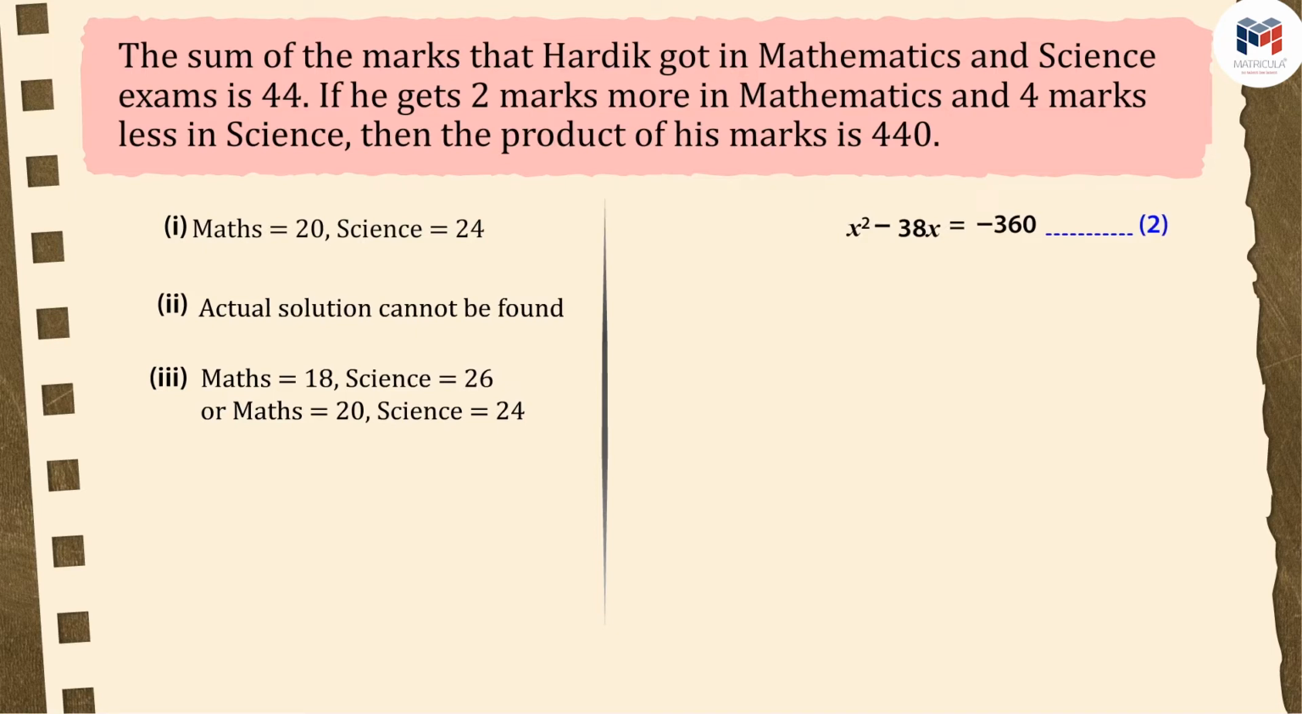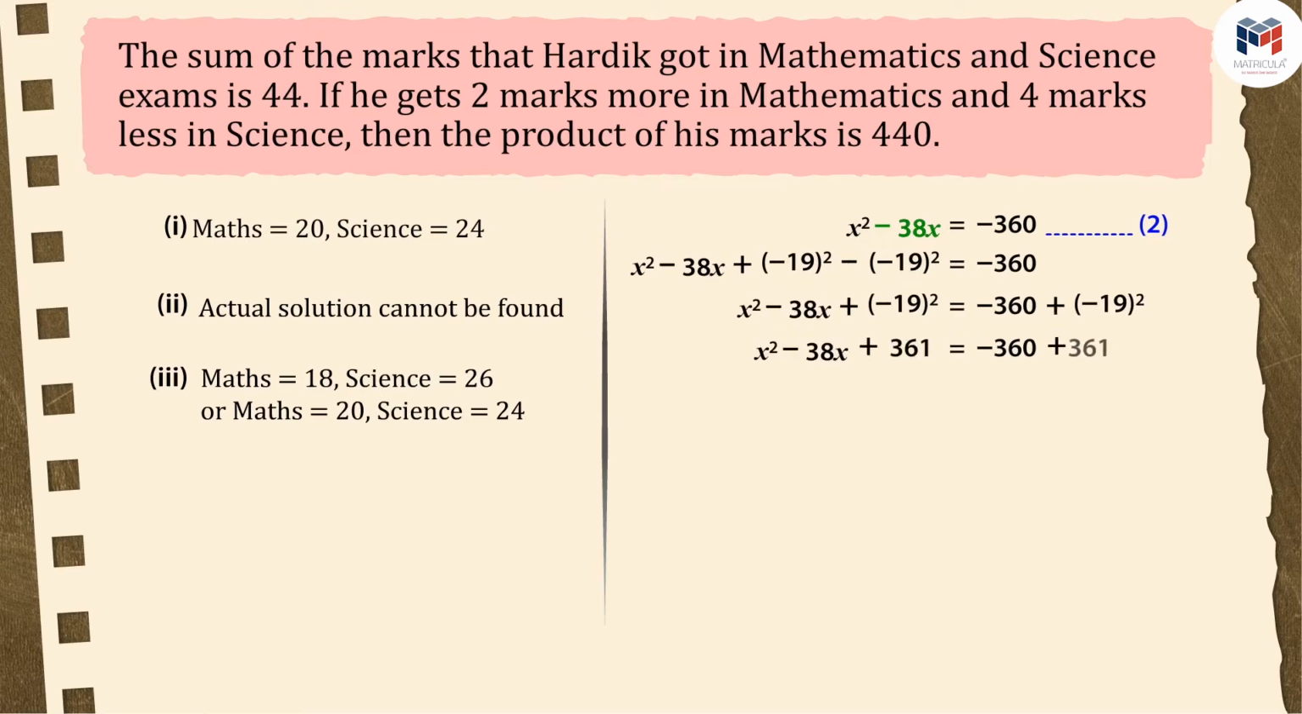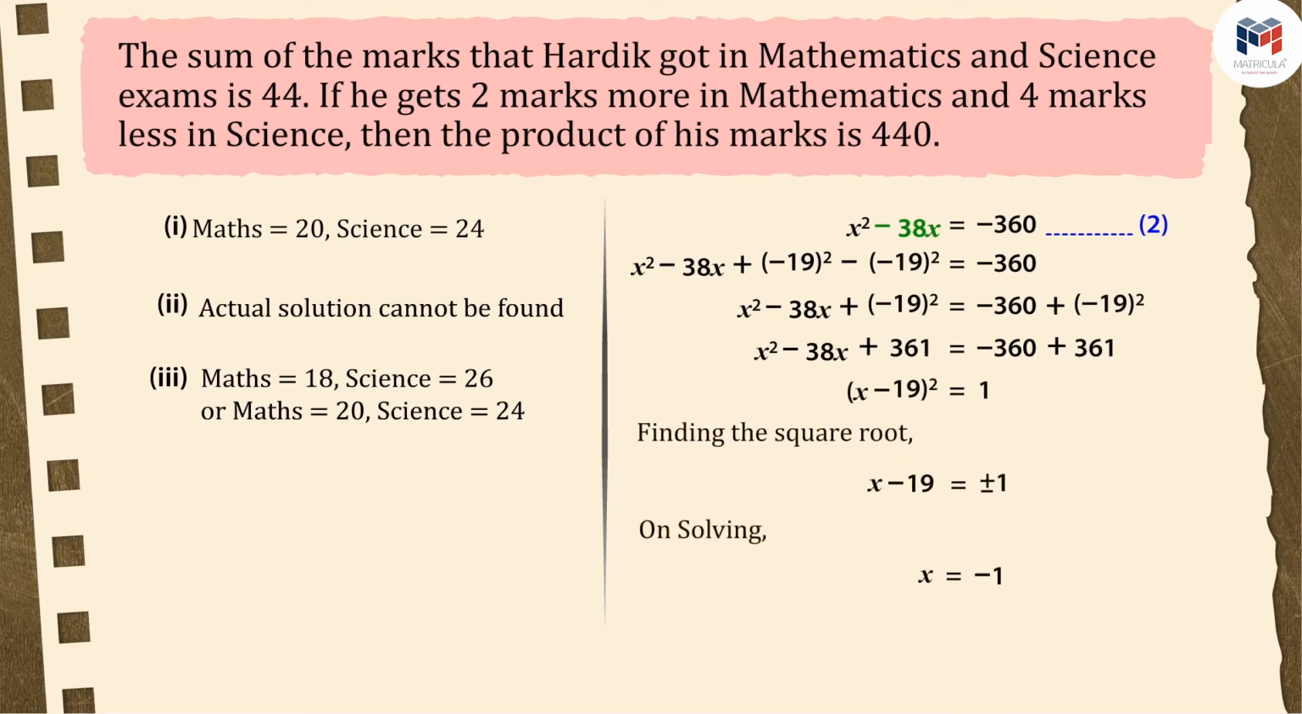To find out the mathematics marks, we will solve equation 2, in which the coefficient of x is minus 38, and we divide it by 2. Thus, we get minus 19. We will now add and subtract the square of minus 19 to the left side of equation 2 so that the equation remains balanced. Solving the equation further, we get two values of x.